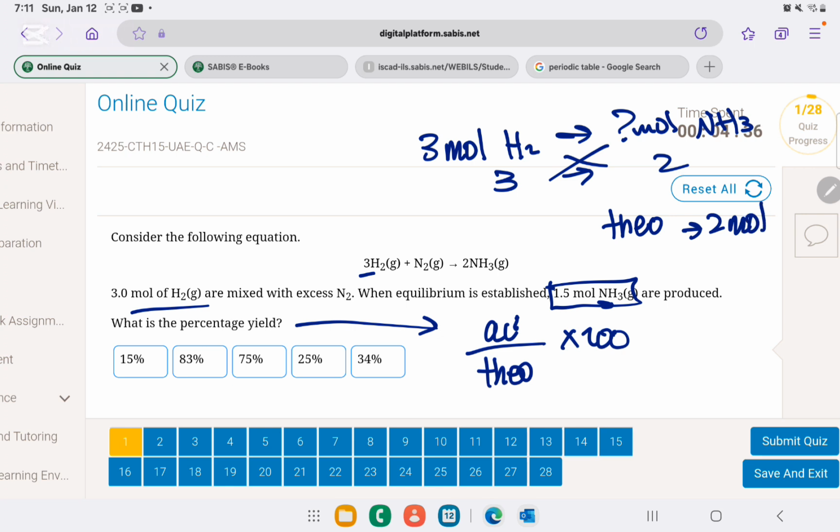So now we're going to use the equation. So actual yield, which was 1.5, over theoretical yield, which was 2, times 100, we're going to get 75%.